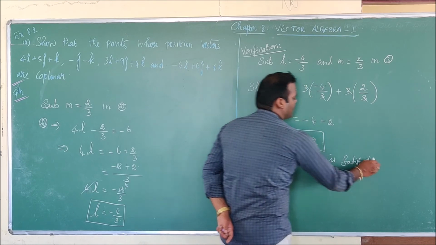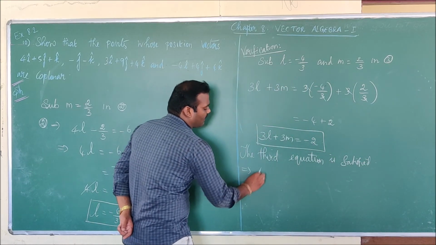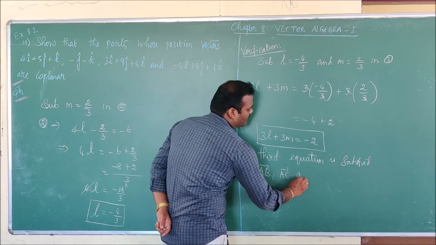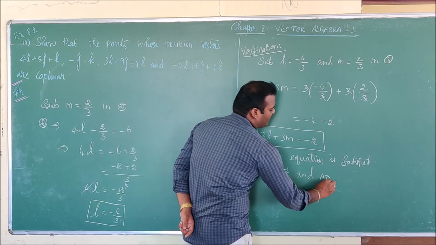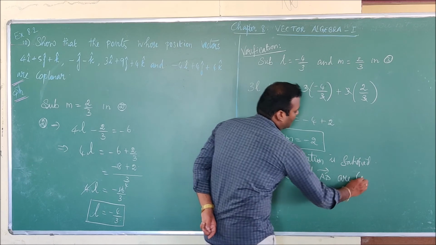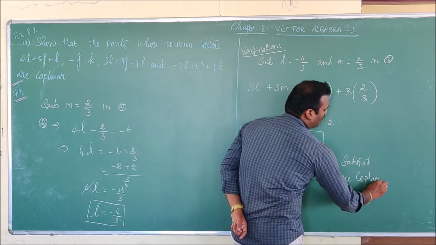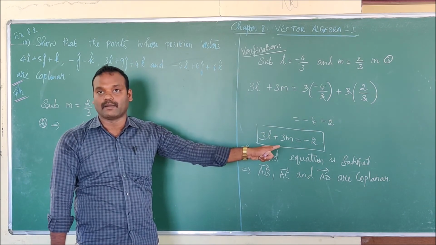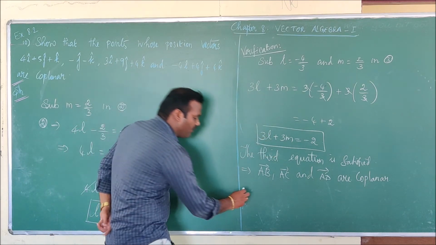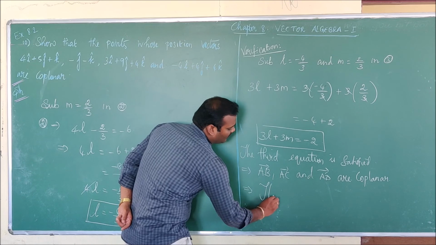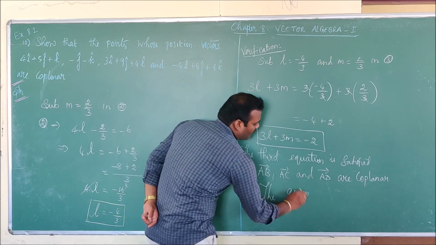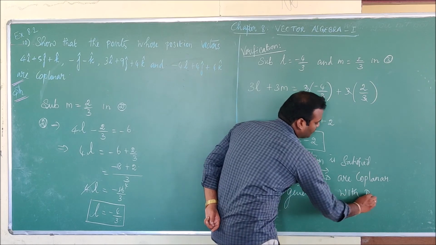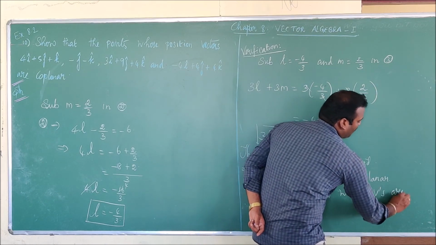So the third equation is satisfied, which implies that the formed vectors AB vector, AC vector and AD vector are coplanar. That is, one vector can be written as a linear combination of the other vectors, which implies that the given points with position vectors are coplanar.